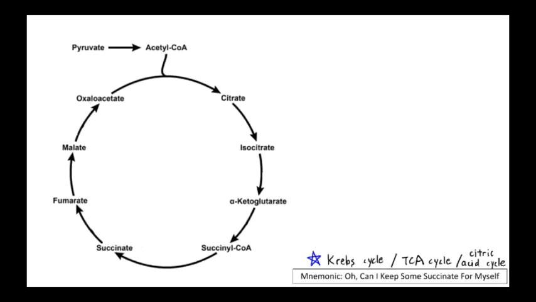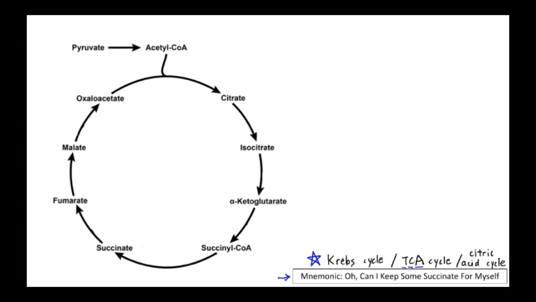In this video, we are going to learn the Krebs cycle, or we call it the tricarboxylic acid cycle, or another name, citric acid cycle. This is the second major stage of aerobic respiration, and it occurs in the mitochondrial matrix. It involves 8 steps, and these 8 steps can be remembered easily by using this mnemonic given here.